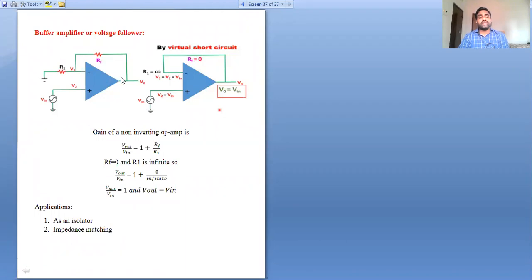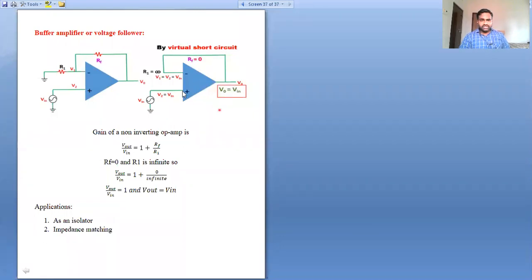Okay, so how do we design this voltage follower or buffer amplifier? There is no input resistance at this non-inverting terminal, but here we have an input resistance, and we eliminate that input resistance. We should have infinite input impedance. And the second thing is we eliminate this feedback resistance and connect the feedback directly to the output. That means there is a virtual short circuit of the feedback connection with respect to the output.